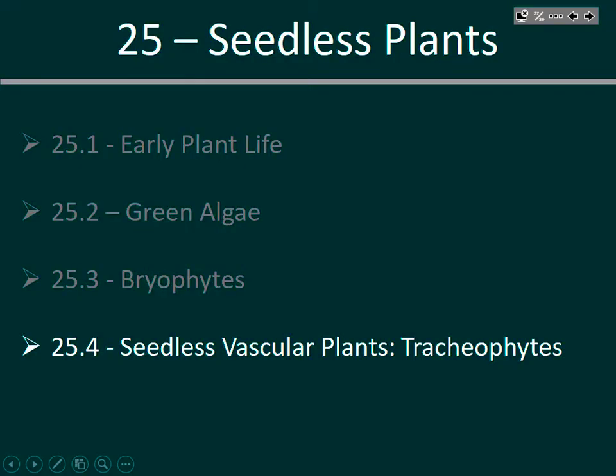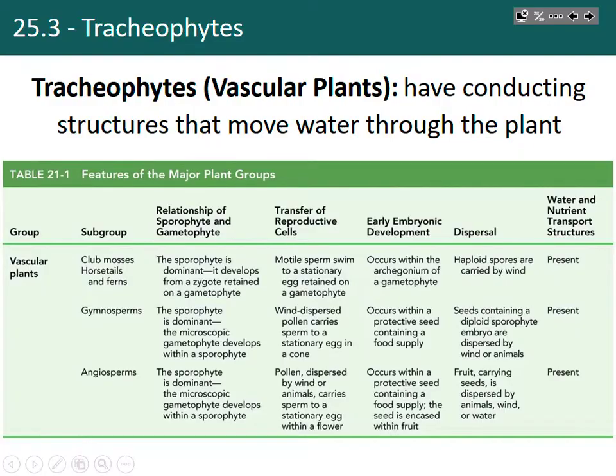Okay. Then we'll move to the next group, which are the seedless vascular plants. And so these are called tracheophytes. That term tracheo, like your trachea, is a tube. And so the tracheophytes have a tube-like system through their body to move water and nutrients. And they have these water conducting structures, so we call them vascular plants. They're vascularized. It's like they have an artery and vein system, except that it's xylem and phloem.